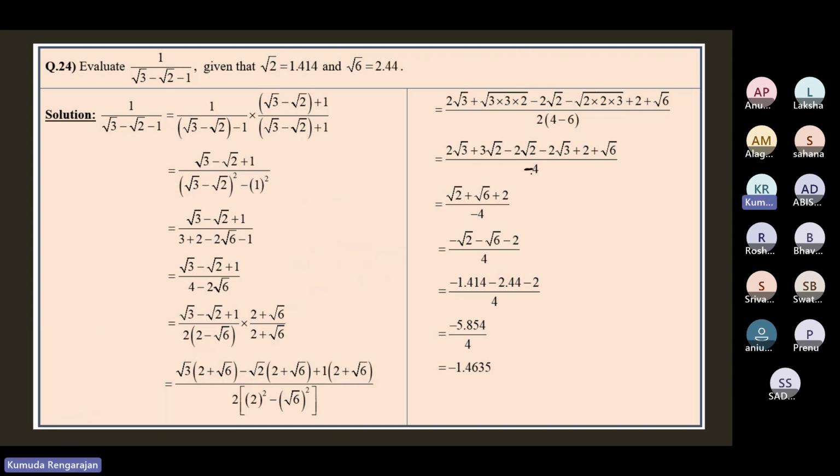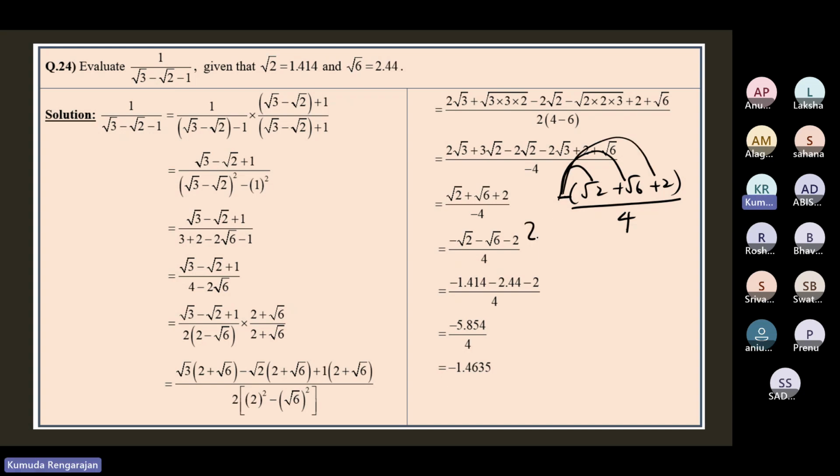When there's a minus sign in the denominator, you'll have to take it up to the numerator. After simplifying, at this stage, take up the minus to the numerator. So it will become minus whatever is in the numerator, enclosed in a bracket, divided by 4. This minus sign, take it up here. So it will become minus root 2 minus root 6 minus 2.